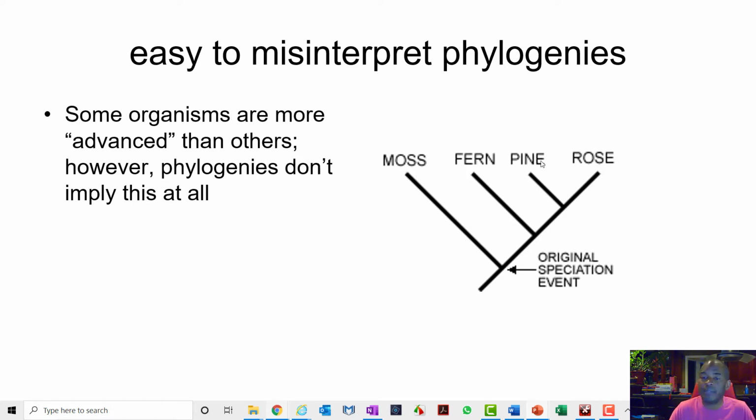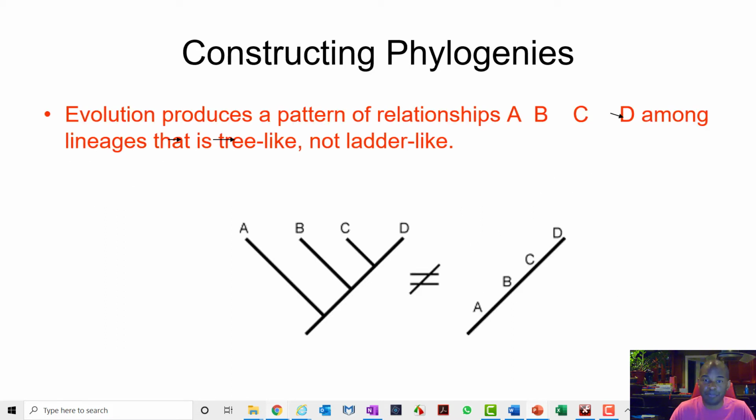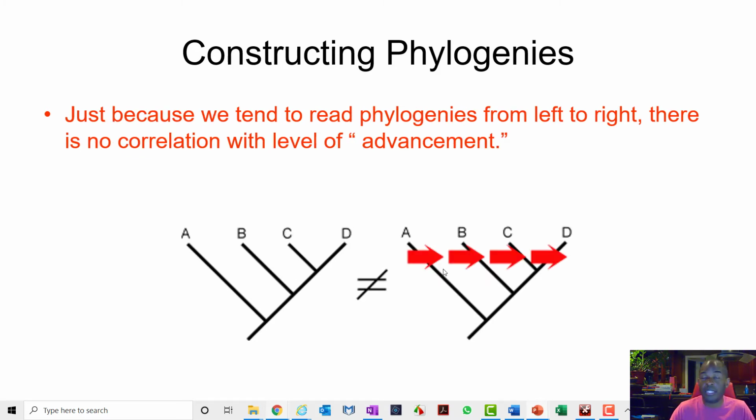So if I look at this diagram here, I know the pine and the rose are very closely related. I know the fern is also somewhat closely related. I know the moss is least closely related. That's what the phylogenetic tree tells us. So A, B, C, and D, it's not that A is the simplest and D is the most complex or advanced. It just tells us about relatedness. There are other diagrams you can use that can show complexity, but this is not one of them. We can infer that, but let's be clear, that's not what a phylogenetic tree is supposed to tell you.